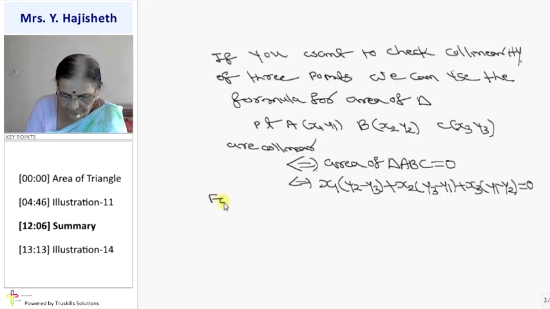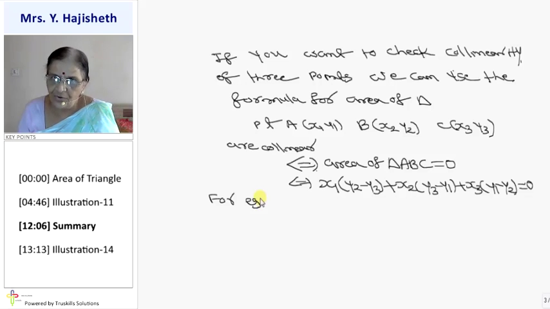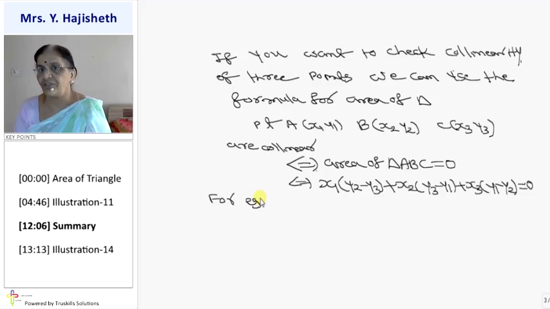For example, दो तरह से सम पूछ सकते हैं. 3 पॉइंट दिया है और you have to check the collinearity. And suppose 3 points are given and you are asked to check whether they are collinear or not. So you have to check with this condition. Okay. Suppose area is given and you are asked to find out some missing entry of the coordinates.